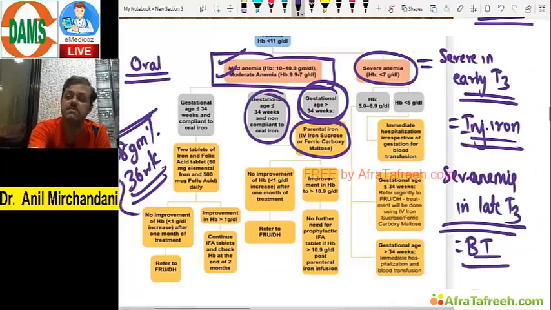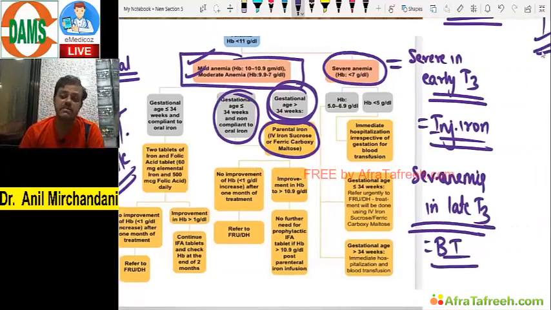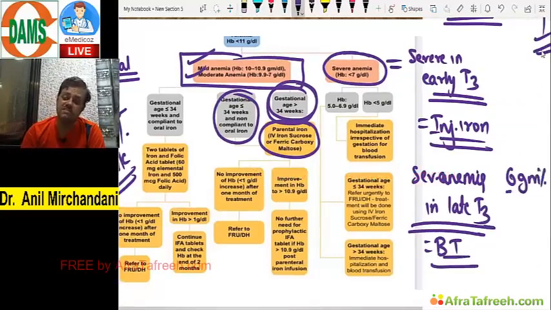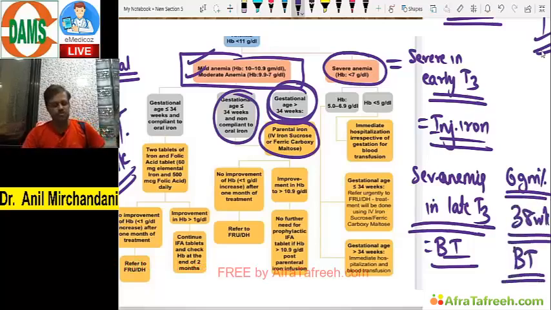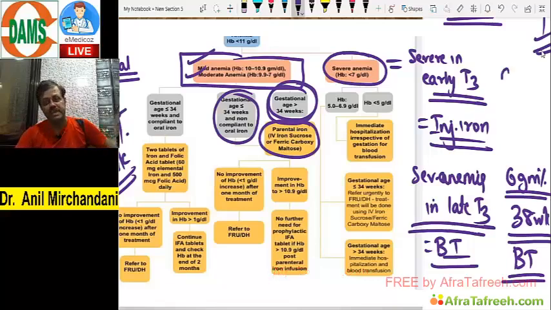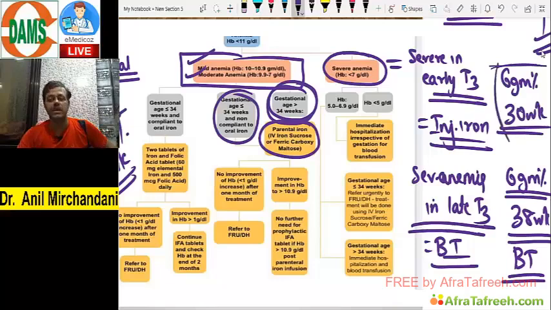I'll give you a case. She is, let's say, a 6 gram % case, and she is 38 weeks pregnant. Your clear-cut answer is blood transfusion. 6 gram %, 38 weeks gestation, you have to give blood transfusion. If there is 6 gram % and let's say 30 weeks of gestation, don't waste time in giving oral iron therapy. You are supposed to give her injectable iron therapy.